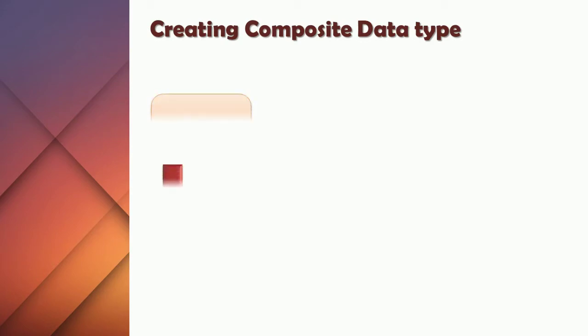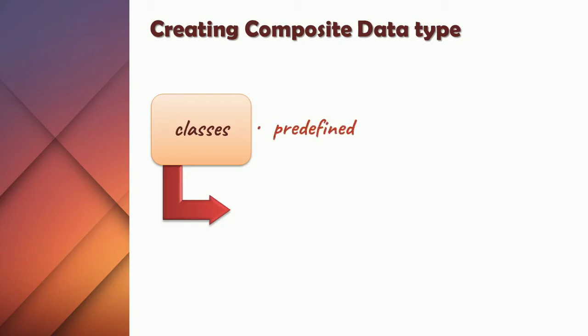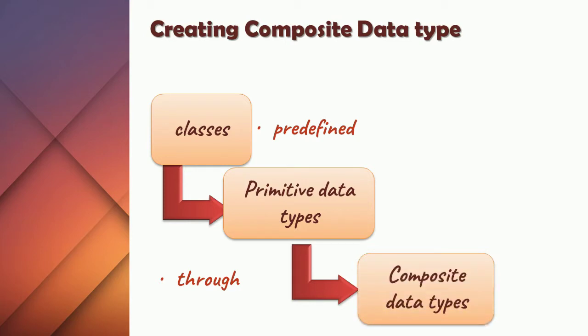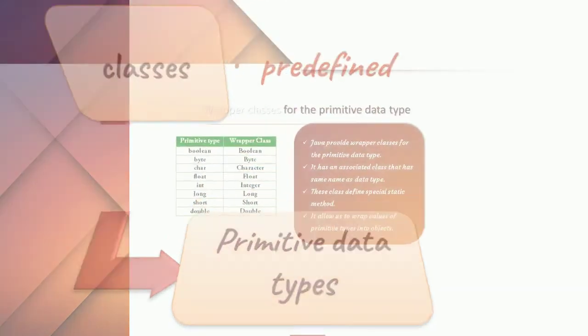So we will use predefined classes. From these predefined classes, through the primitive data types, we were creating a composite data type. So a programmer can create a software object by taking the help of either user-defined application or predefined library classes. A class can make use of both instance and function variables of simple data type.